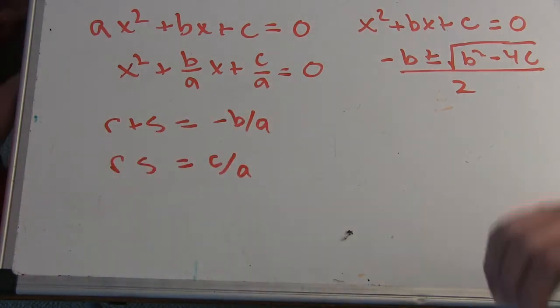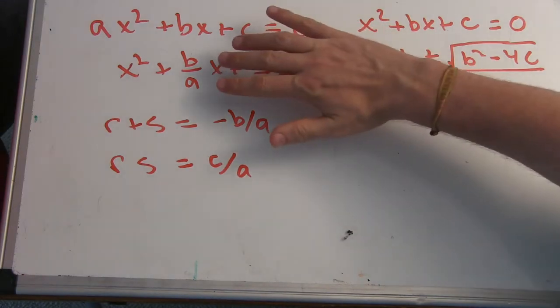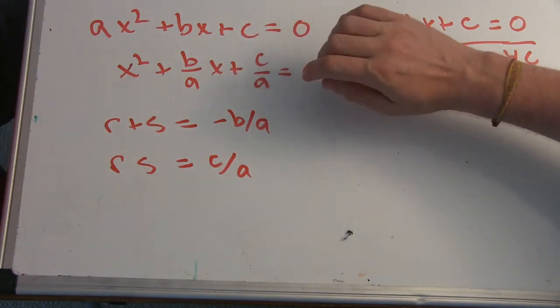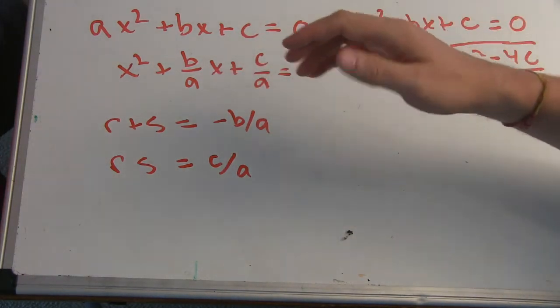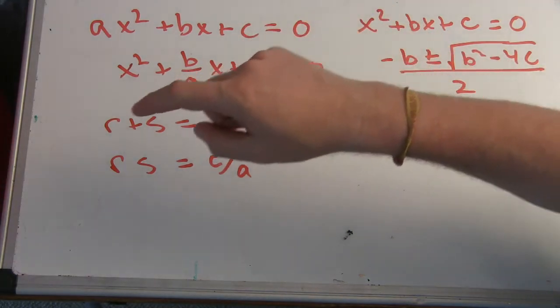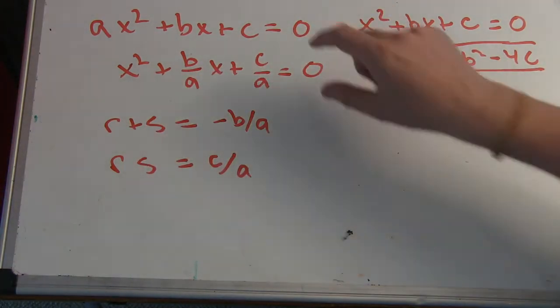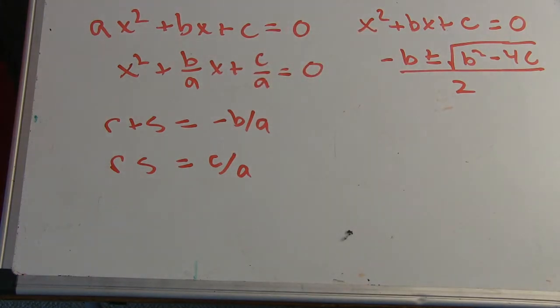Okay, good. So here, even though our expression is a little more complicated, we still know from the work we did before that the sum of the roots is minus b over a, and the product of the roots is c over a, the constant term. Okay? So what should we do now?